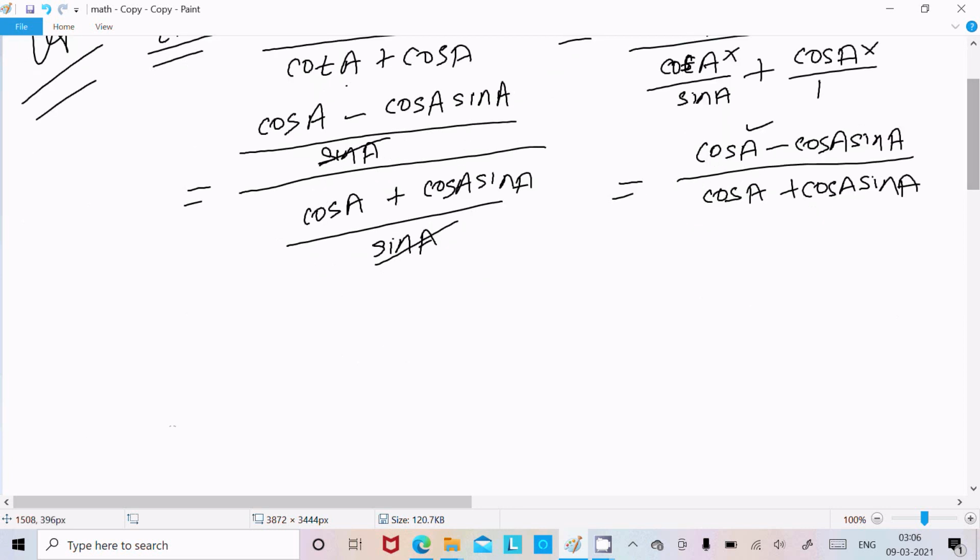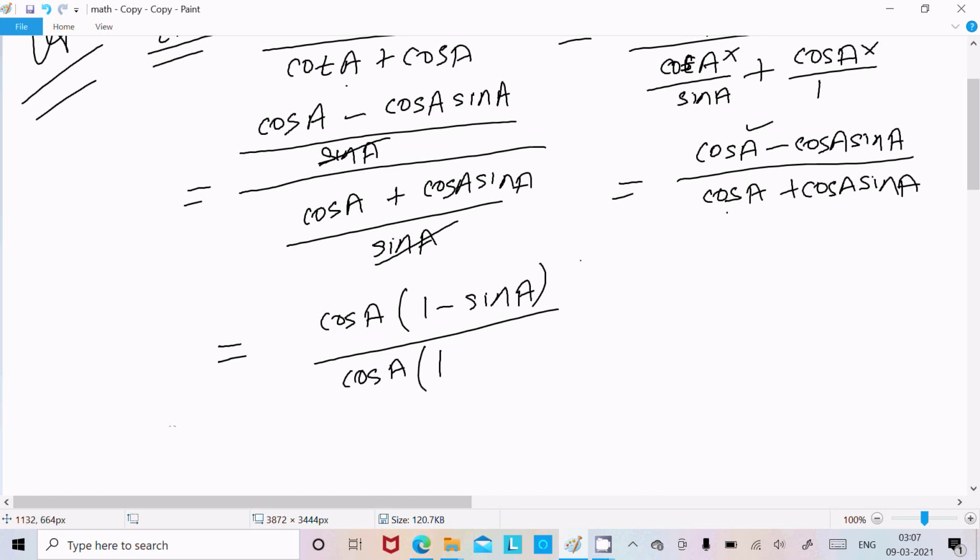Now in this place cos is common, so we take the common cos A, and here 1 minus sine A comes. And here cos A again is common, so here 1 and in this place left sine A. Now this cos will cancel. Hereafter, 1 minus sine A divided by 1 plus sine A.